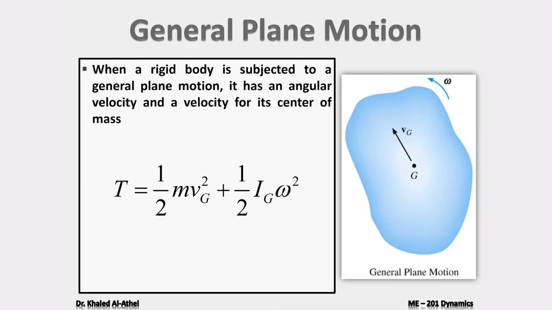For general plane motion, where the center of mass is not the center of rotation and the center of rotation is not on your object as in the previous slide, then T will equal half m vG squared plus half IG omega squared.